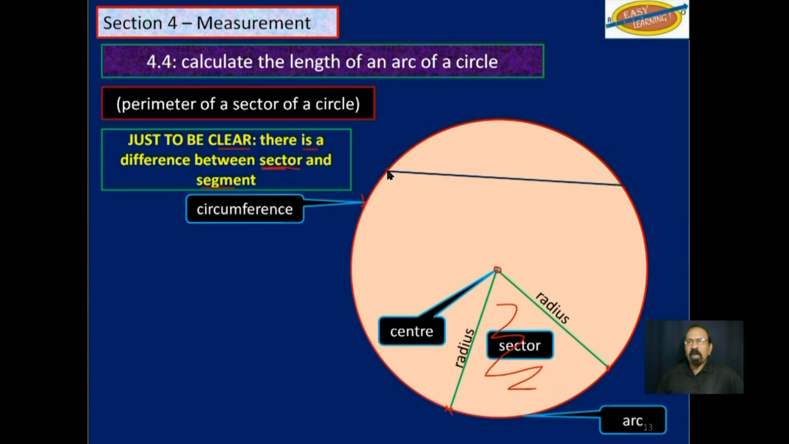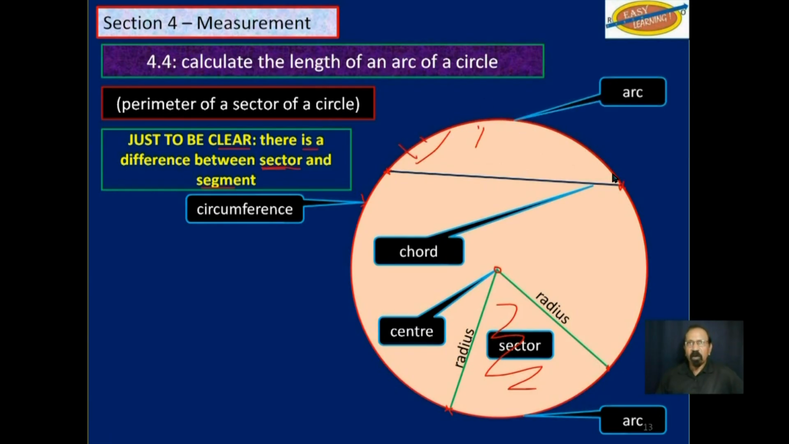Now, if we draw a line from this side to that side of the circumference, that line is called a chord. This part of the circumference here is another arc. Now, the space between that arc and this chord is called a segment. So please don't get mixed up or confused with those two.